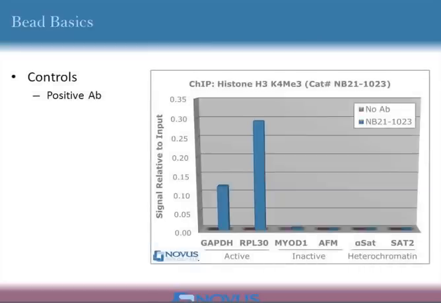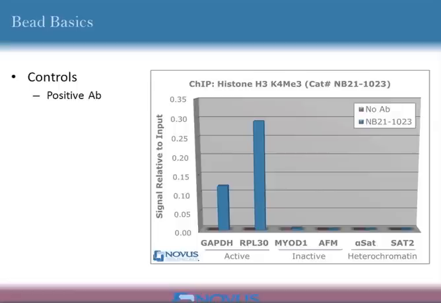So now I'm going to quickly talk about this graph right here. I'm going to be using this example throughout most of the webinar today. And I want to make sure that everybody, if they've never really looked at a ChIP data graph before, knows what they're looking at. So with this example here, we are taking our positive control antibody, which in this case is histone H3K4me3 modification, and running it through the ChIP.